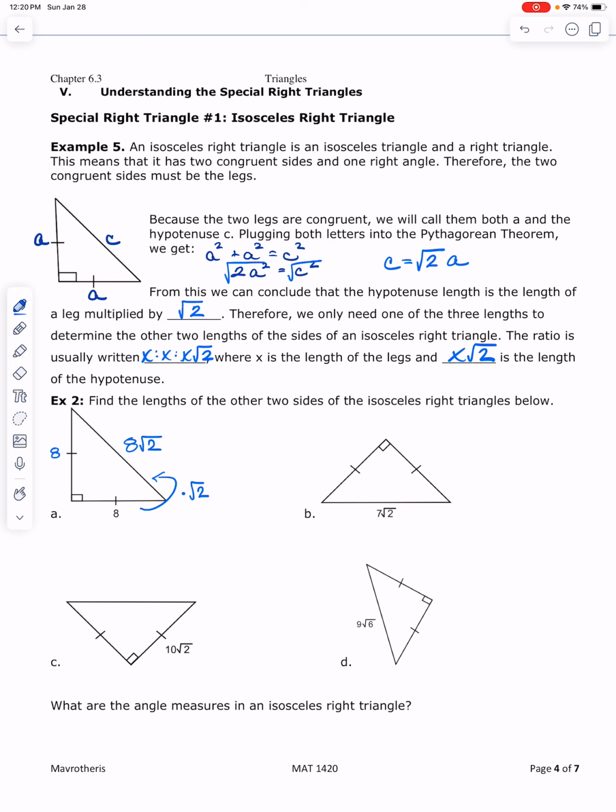B goes the other way. We have the hypotenuse, we're trying to find the legs. Well, if we know we multiply by square root of 2 to get from a leg to the hypotenuse, we've got to go the other way and divide by square root of 2 to get from the hypotenuse to a leg. So I've got 7 square roots of 2 divided by the square root of 2. My square roots of 2 cancel. I get legs of length 7 for triangle B.